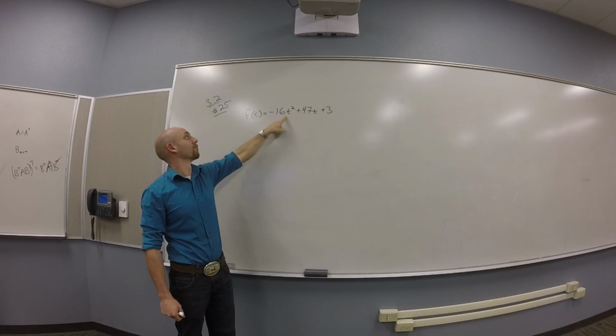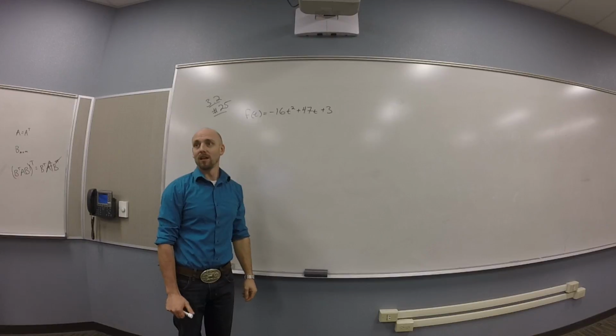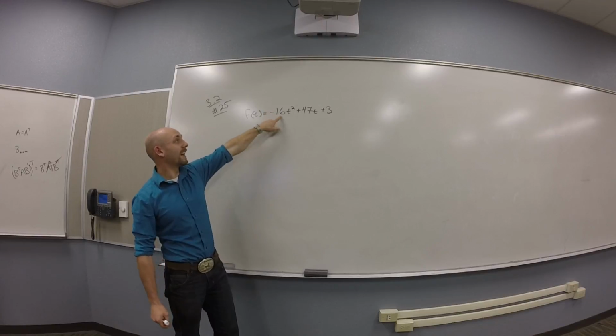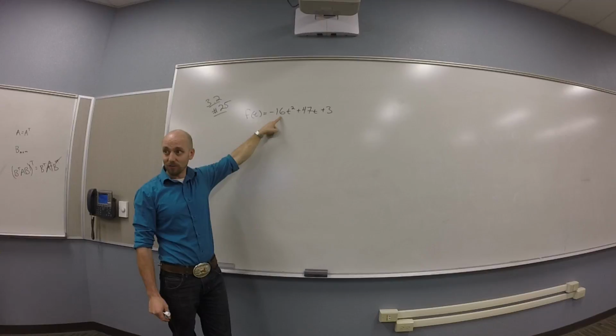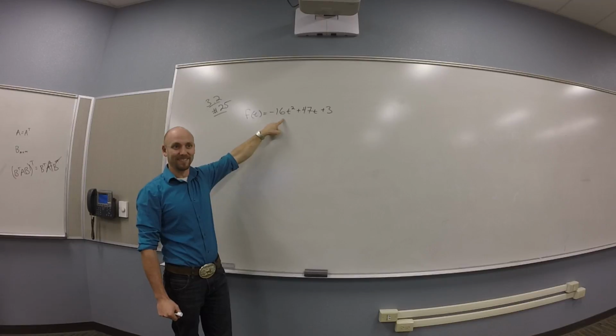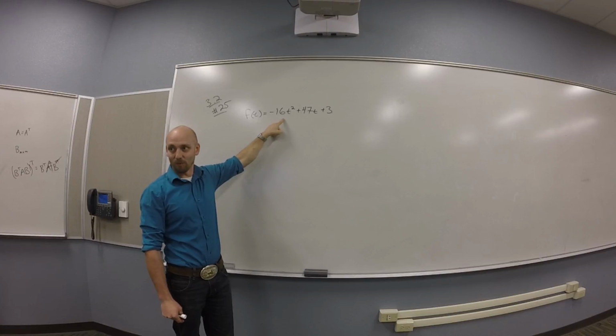Why do I think this problem is cool? Because of negative 16t squared. Anybody taking physics 1? No. Okay, cool. So negative 32 feet per second is acceleration due to gravity. Right? And 16 is 32 over 2, right? That's how the calculus says that acceleration due to gravity has to work.